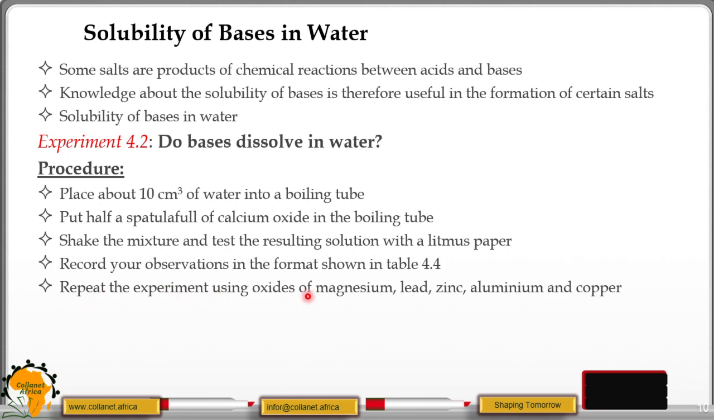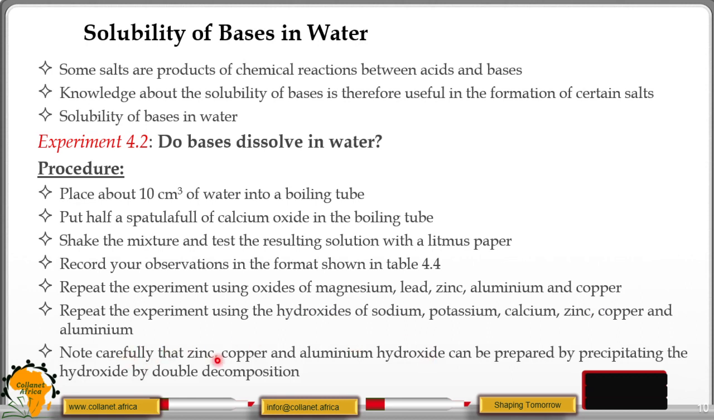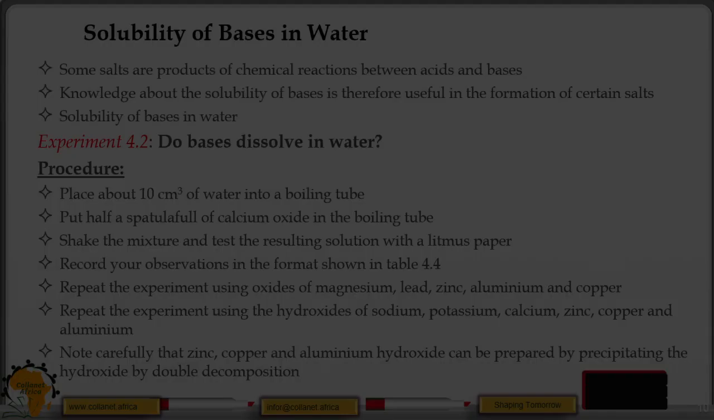Repeat the experiment using oxides of magnesium, lead, zinc, aluminium, and copper. Repeat the experiment using the hydroxides of sodium, potassium, calcium, zinc, copper, and aluminium. Then note carefully that zinc, copper, and aluminium hydroxide can be prepared by precipitating the hydroxide by double decomposition.